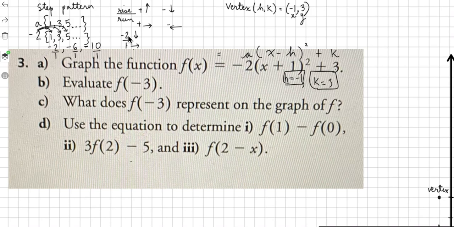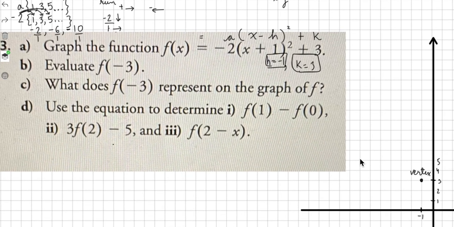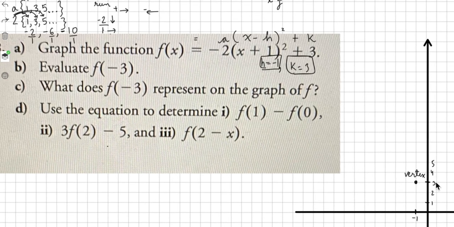So going down by 2 units and moving right by 1. That tells me that after the vertex, we just need to go down by 2 units and move right by 1, and we will get another point on the graph. Let's do it. From the vertex here, we will go down by 2 units, so 1, 2, and move right by 1. So we're going to plot the point.